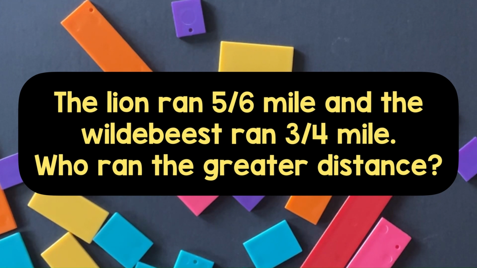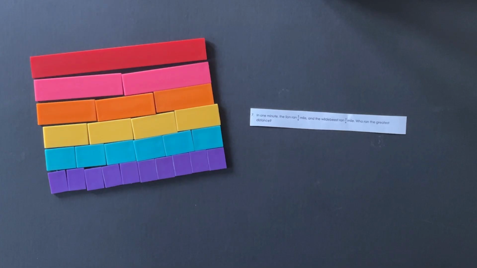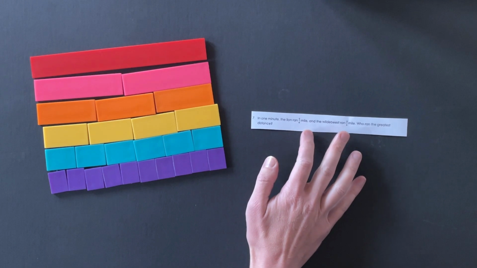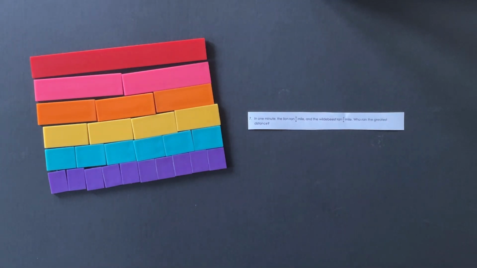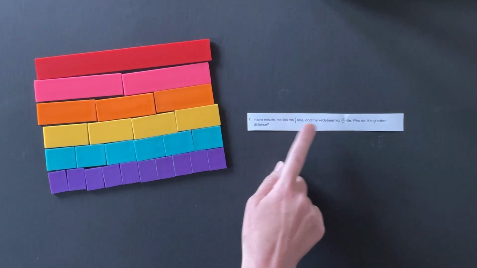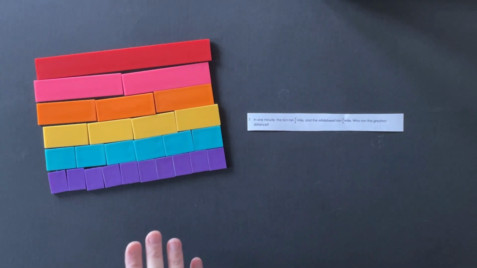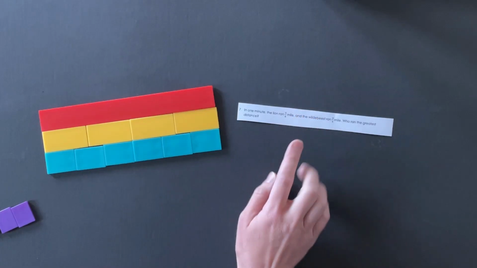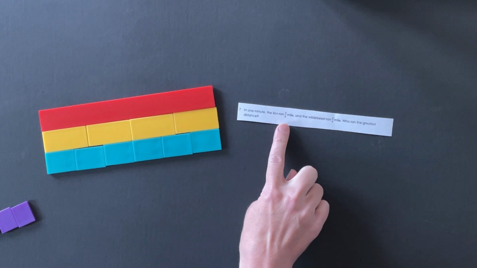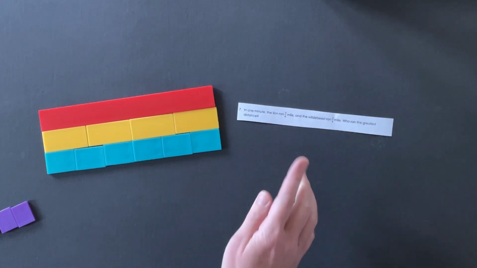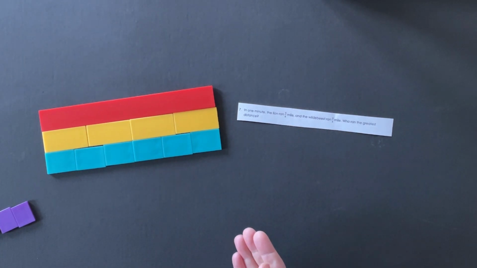We have the lion ran 5/6 of a mile and the wildebeest ran 3/4 of a mile. Now, again, these numbers have been chosen on purpose, and it might seem like those are difficult to figure out because they are both greater than a half. But let me show you what we want students to eventually understand. Let's look at our sixths and our fourths and how they compare to one whole. Instead of immediately going to a trick to make a comparison, we're going to use our understanding of fractions.